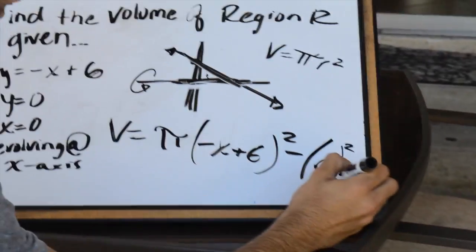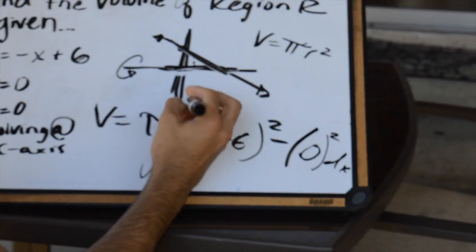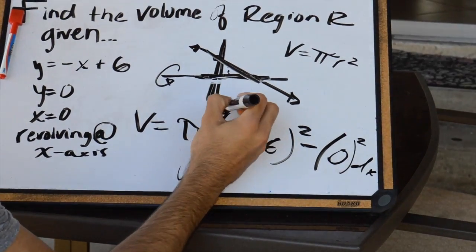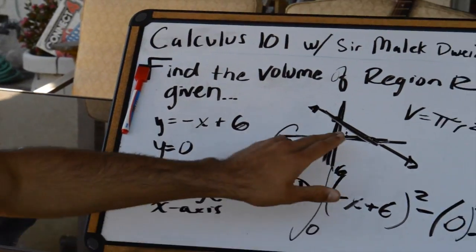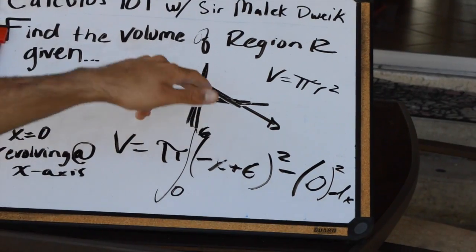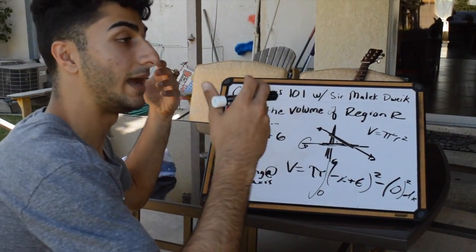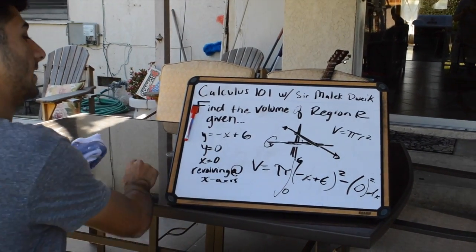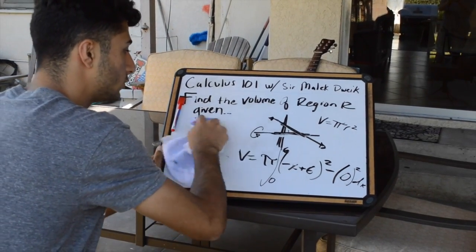Excuse me, dx. Forgot the integral. It's not calculus until we have the integral. And like I said, it's from 0 to 6. Why is that? Well, if we look at our region, it is within the values of x equals 0 to x equals 6. Now, I'm going to rewrite this, and I'll let Brian show you guys how to solve it.